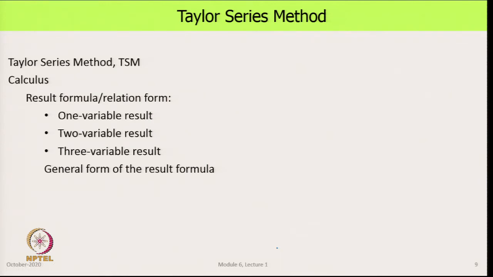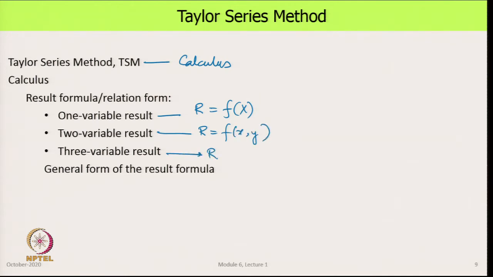In what we are going to look at now, we will first look at the basic calculus of the Taylor series method in light of different types of result formula. First, we will look at where the result is a function of only one variable, then a two variable result. Result is a function of say x and y, a three variable expression. Result is the expression of x, y and z.